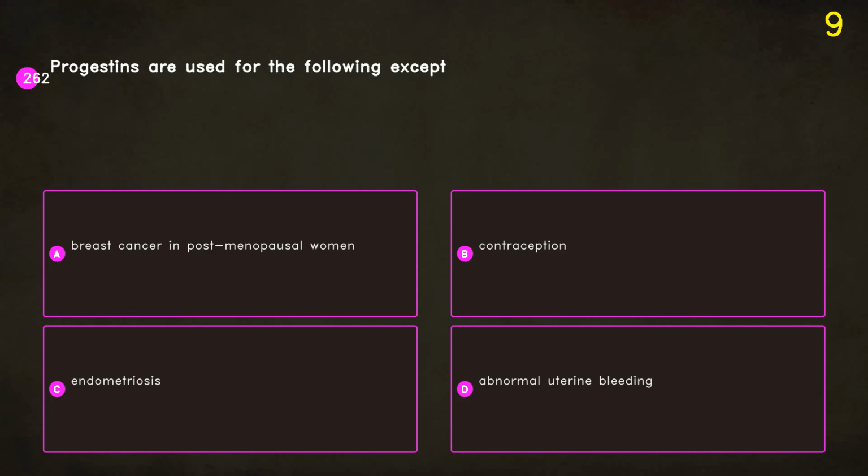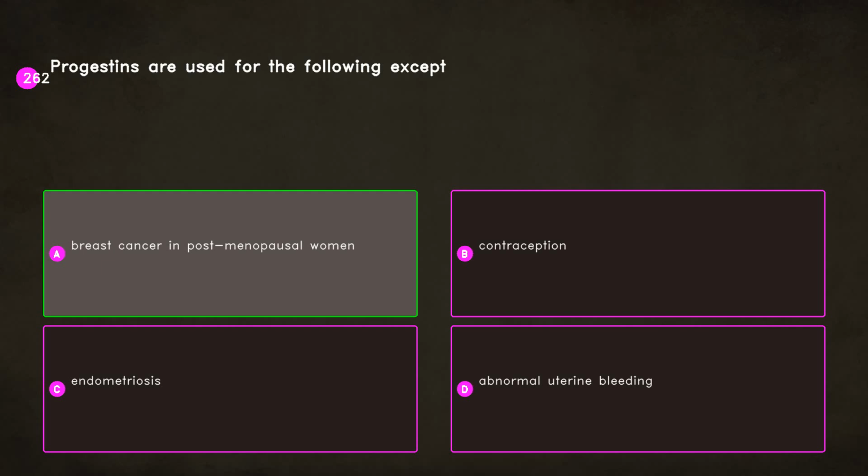Question 262. Progestins are used for the following except A. Breast cancer in postmenopausal women, B. Contraception, C. Endometriosis, D. Abnormal uterine bleeding. The correct answer is breast cancer in postmenopausal women.